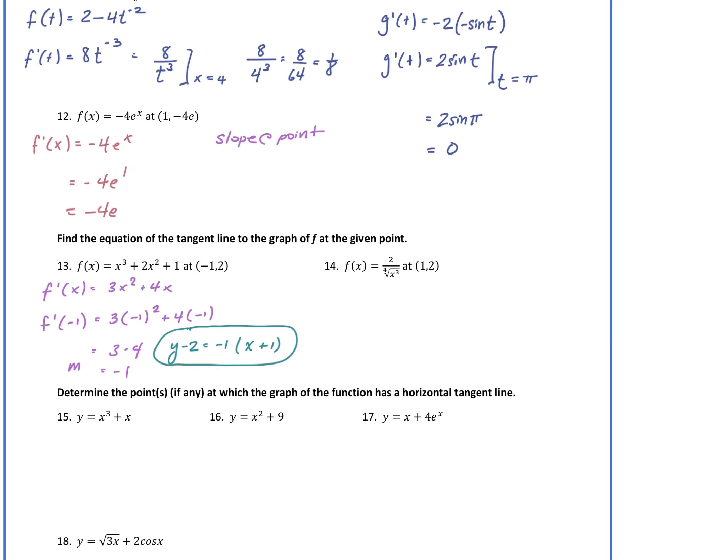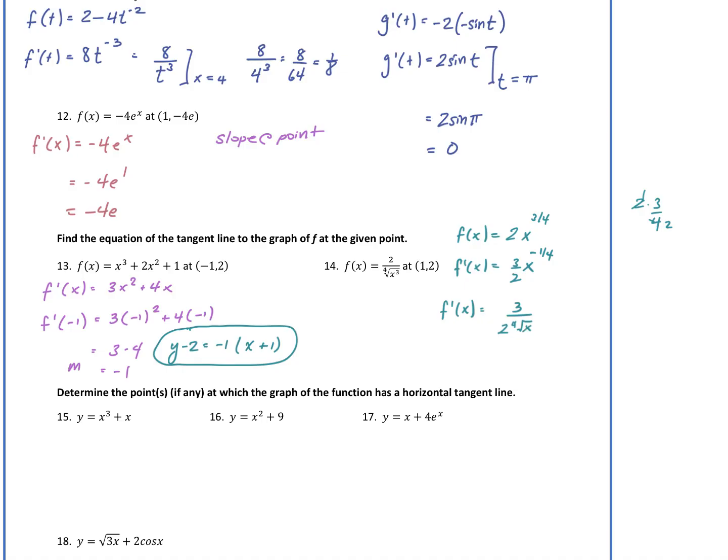For number 14, we want to make sure that we rewrite it first. F of x is equal to 2x to the 3/4 power. F prime of x will be equal to 2 times 3/4, which is 3/2. Lower the power by 1, so I'm going to subtract 4/4, which is negative 1/4. F prime of x is equal to 3 over 2, the 4th root of x.